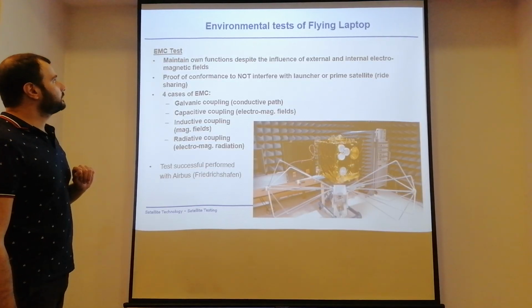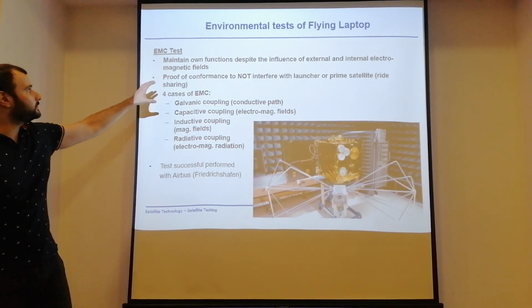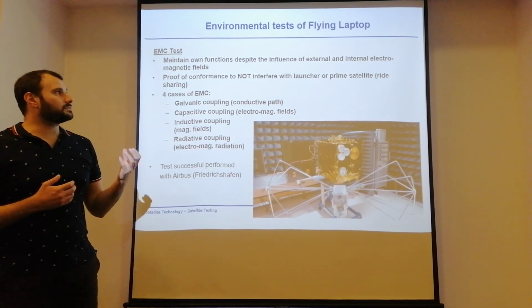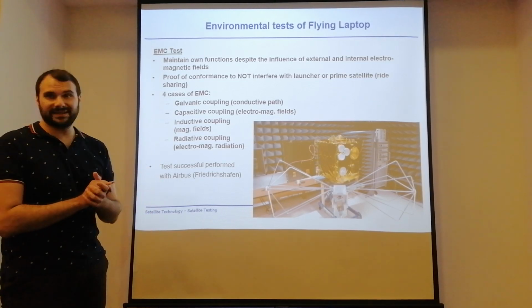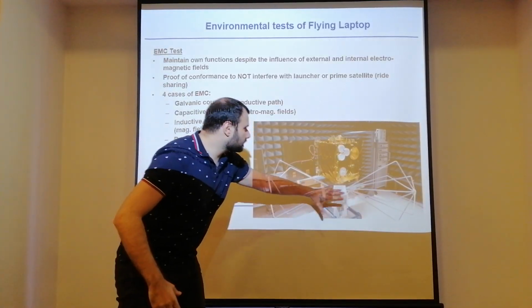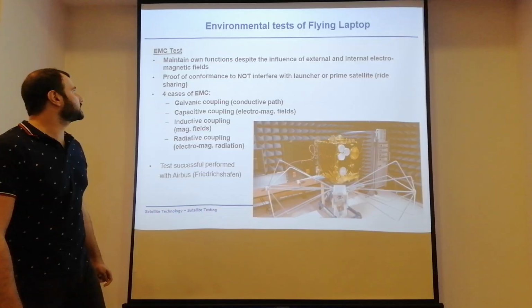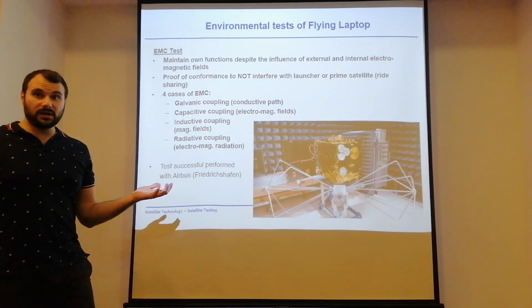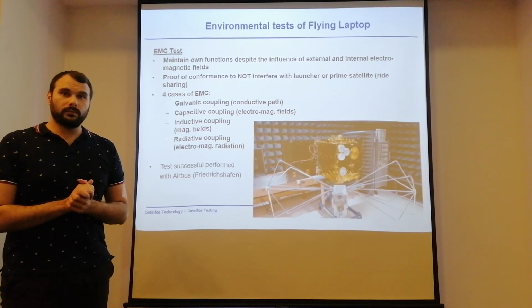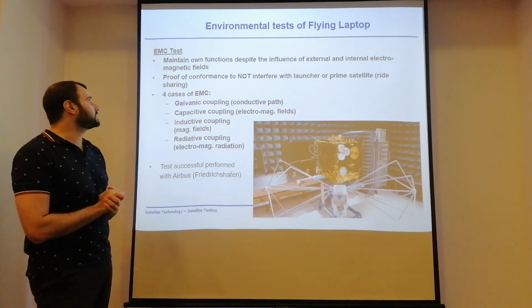Then we have the EMC tests. The EMC tests are there to simulate and to show that you can maintain your own function despite the influence of external and internal electromagnetic fields. So you apply some electromagnetic fields from the outside and you test that the satellite continues working without being influenced by those external signals. Why do you do that? Well, you might be prone to any EMCs during your launch or by other satellites once you're in orbit. They might interfere with your satellite and you want to make sure that this is not the case.